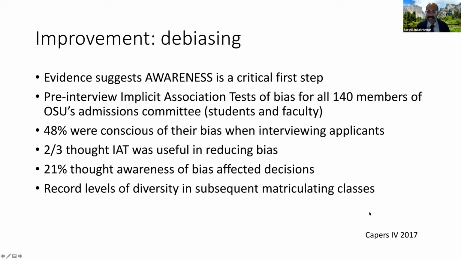48% reported that they were conscious of their biases when interviewing applicants. 2/3 thought this testing was useful in reducing their bias, and 21% thought that awareness of bias affected their decisions and how they ranked applicants. And interestingly, after they did this experiment, they found record levels of diversity in their subsequent matriculating classes. So while we can't prove causation, that association is suggestive.